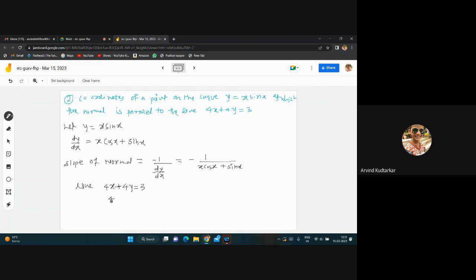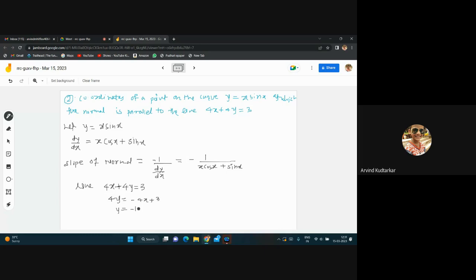So 4y equals minus 4x plus 3. Dividing by 4 on both sides, y equals minus x plus 3 upon 4. What is the slope? The slope is -1. So here, the normal is parallel to this line.